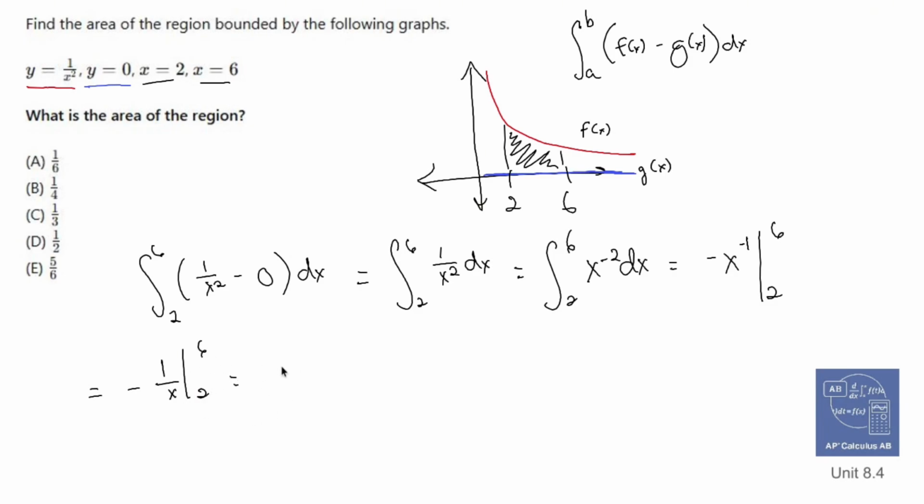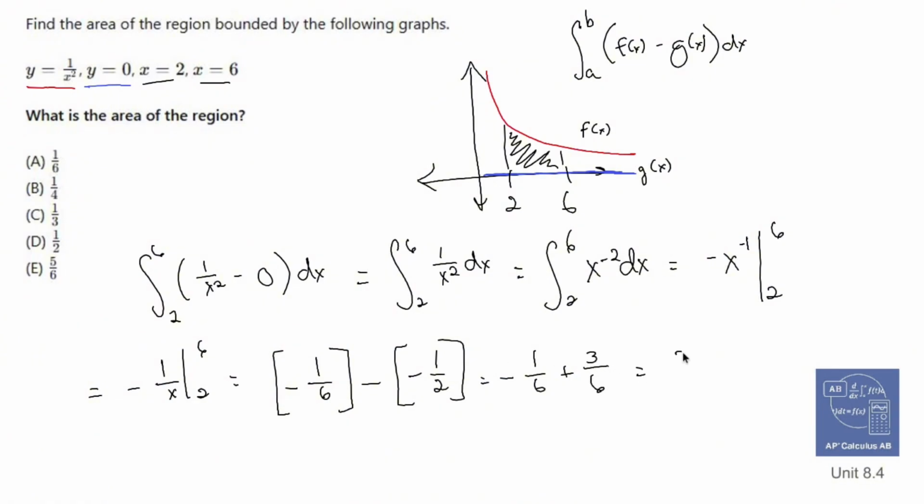Now we'll plug in our limits of integration and do a little bit of mathy math. Negative 1 over 6 minus negative 1 over 2. So I'll keep that negative 1 over 6, and we'll make that double negative a positive. We'll make that 3 over 6, giving us 2 over 6, giving us 1/3, which is going to be the answer. So that's how you do that problem.